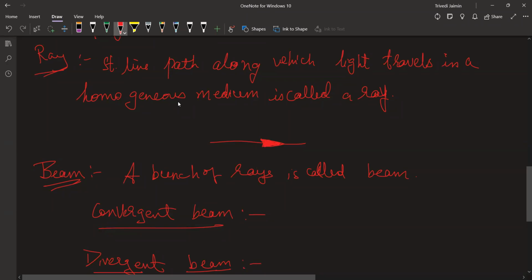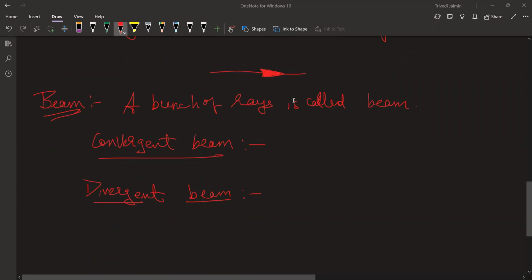Scroll down, I can't see the beam definition. Now, convergent. Converging means coming towards. Diverging means moving away.